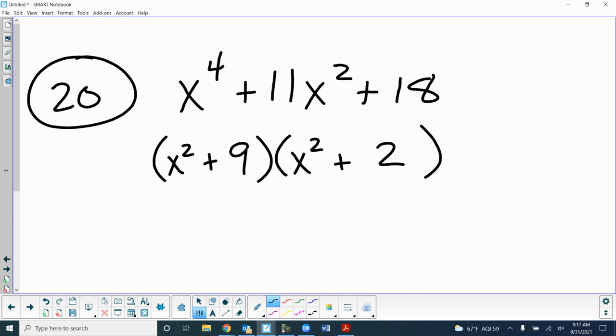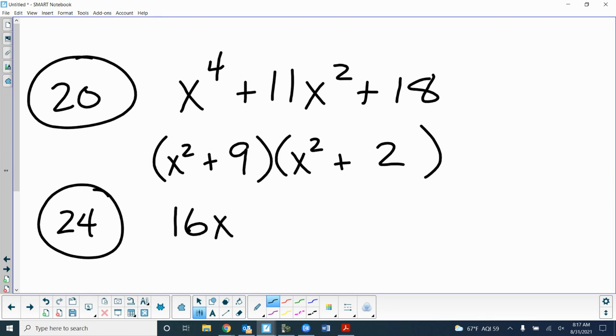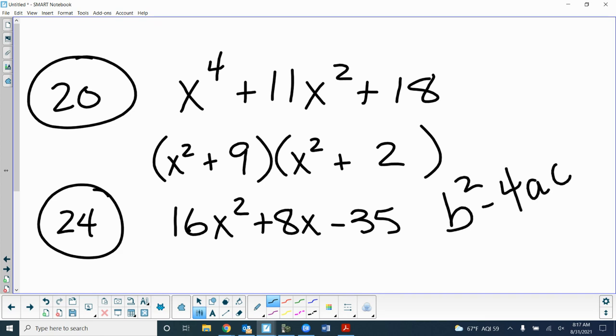All right. 24. Oh, this was the one where we used that factorization theorem. All right? You just had to tell if you could factor it or not using that little formula. What was the little formula? b squared minus 4ac, right? b is 8, a is 16, c is negative 35.